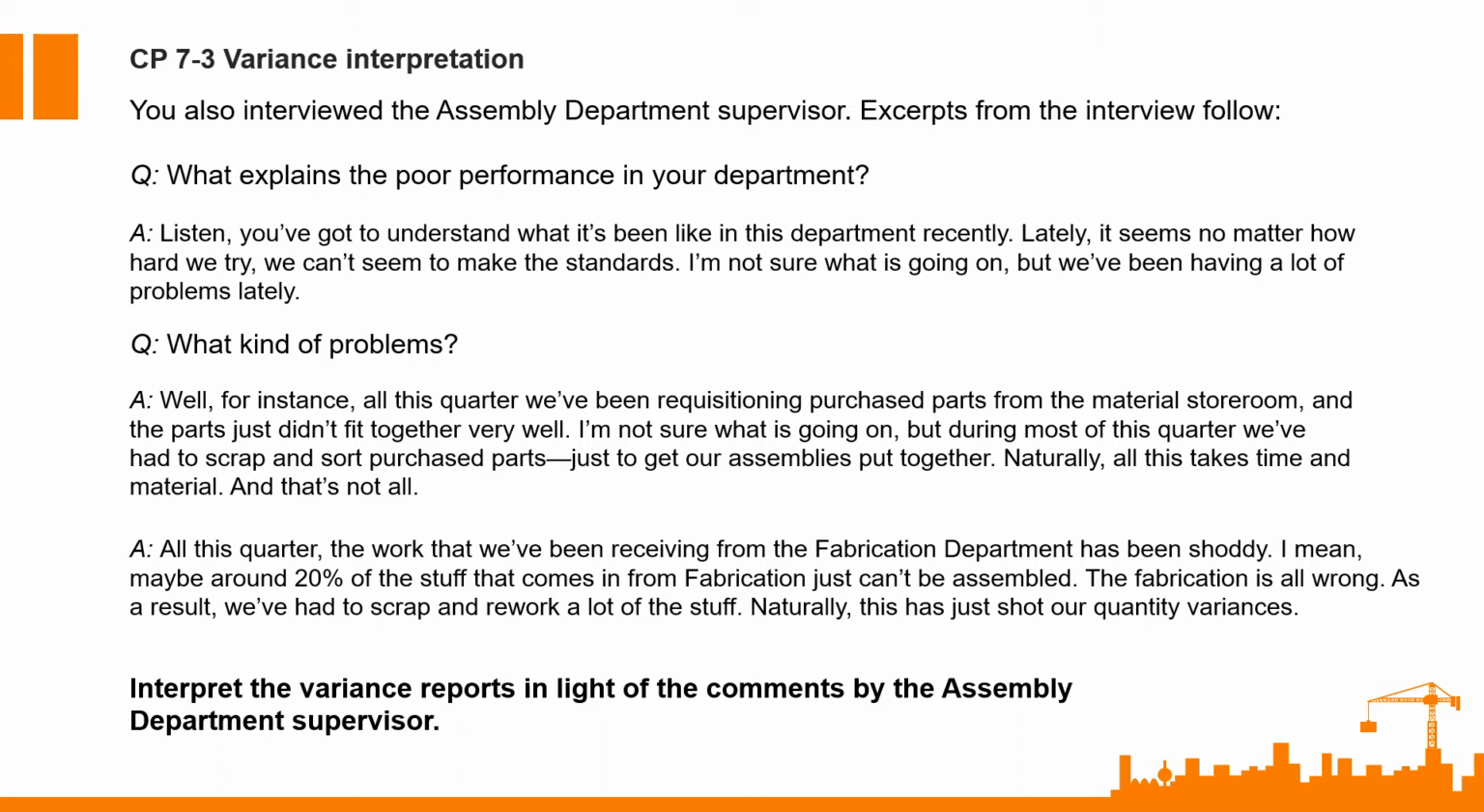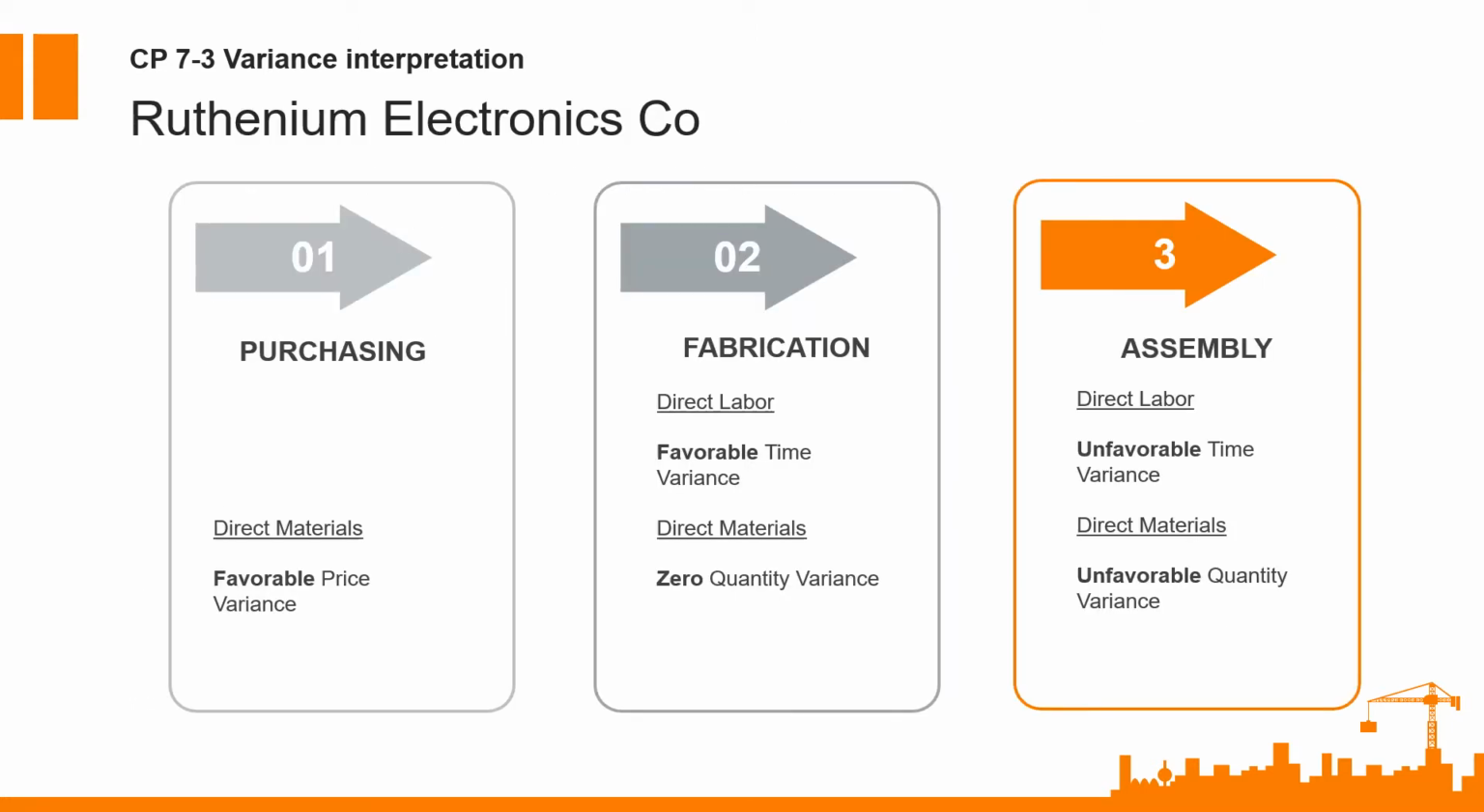Based on the information, our instruction is to interpret the variance reports in light of the comments by the assembly department supervisor. So let's visualize the problem again. The purchasing department incurred a favorable price variance in terms of direct materials. The fabrication department has zero variance in its direct materials, while a favorable time variance in its direct labor. And the assembly department incurred unfavorable variances for both direct labor and direct materials.